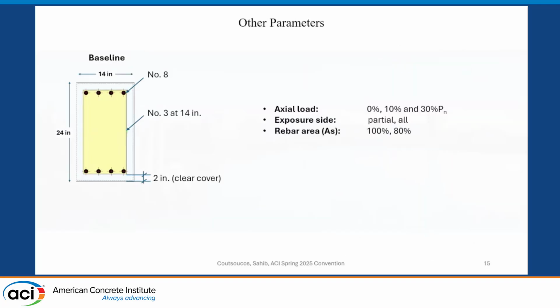Other parameters that were considered were the axial load. We investigated 0, 10, and 30% applied axial load on it. Exposure to corrosion: for the baseline analysis, we considered all rebars being corroded, and moving forward, we had either mostly tension rebars or compression rebars. The rebar area that was left after corrosion was either 100%, which indicates no corrosion at all, or 80%, which indicates 20% rebar loss due to corrosion. That's how we correlated the corrosion itself.